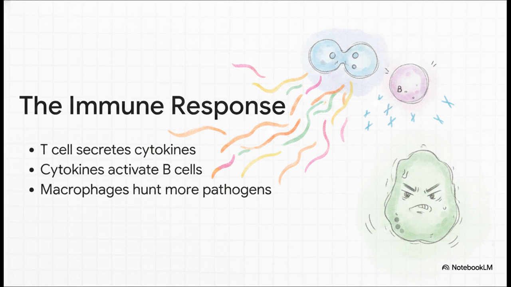The helper T cell immediately starts pumping out these powerful chemical signals called cytokines. These cytokines cascade through the body, activating B cells to start churning out highly specific antibodies against the invader. Simultaneously, they activate more macrophages, sending them into a total frenzy to hunt down and destroy even more pathogens. This massive, perfectly coordinated defense all stems from that one single vital communication step on the cellular billboard.